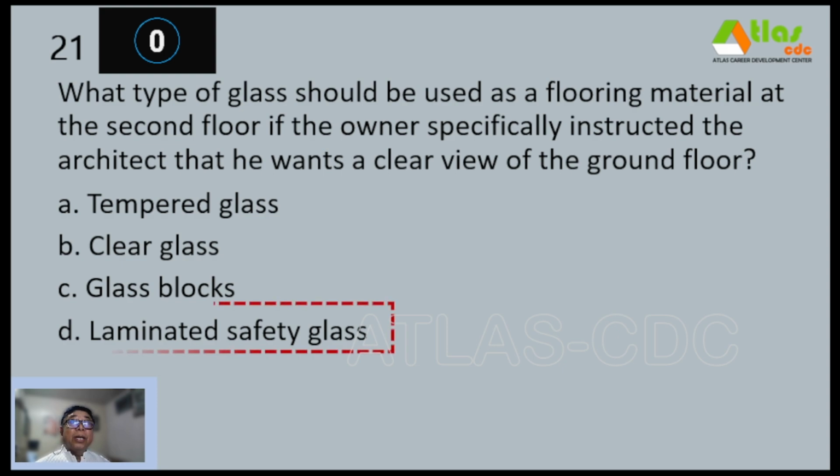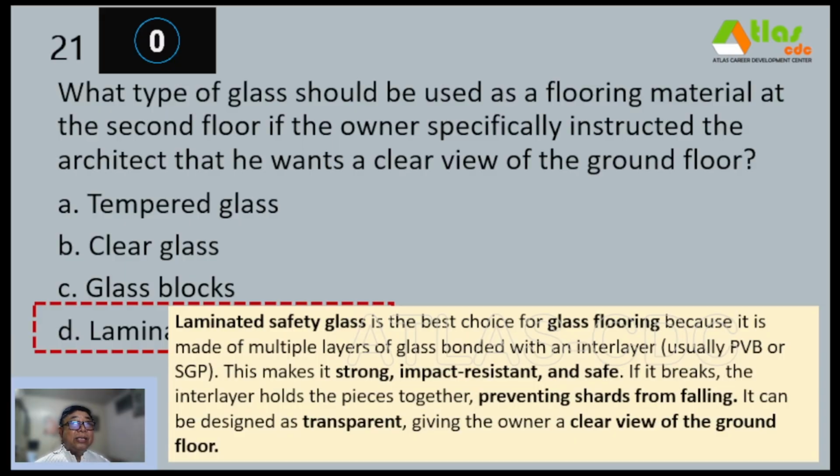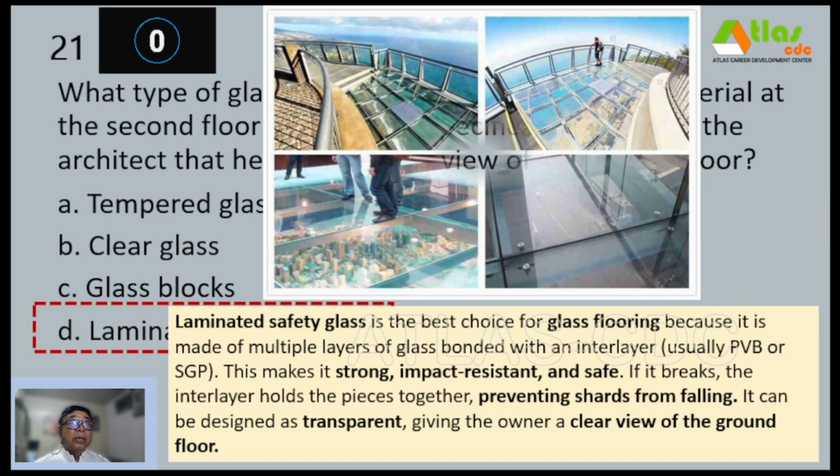And our correct answer is letter D, laminated safety glass. So laminated safety glass is the best choice for glass flooring because it is made of multiple layers of glass bonded with an interlayer that is usually PVB or SGP. This makes it strong, impact resistant, and safe. If it breaks, the interlayer holds the pieces together, preventing shards from falling. It can be designed as transparent, giving the owner a clear view of the ground floor. So this is where this laminated safety glass is used as a flooring.